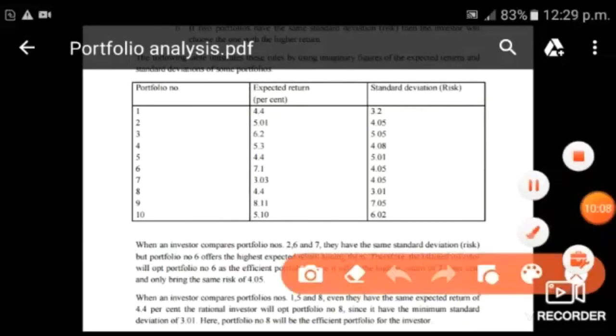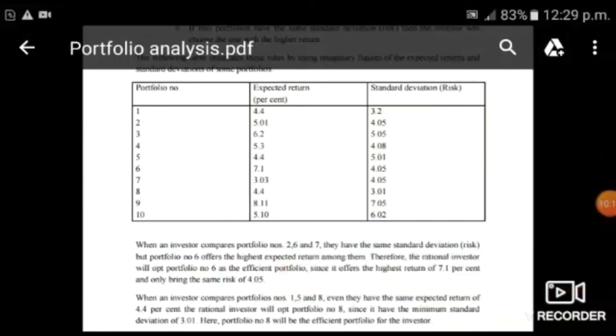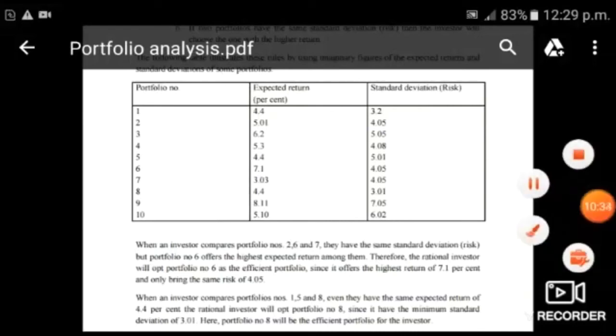So here we saw that in 2, 6 and 7 the portfolio 6 was the one selected, and 2 and 7 were cancelled. In 1, 5 and 8, 1 and 5 were cancelled and 8 was selected. So by using this principle of dominance, we are getting the portfolios which are efficient and which are inefficient.